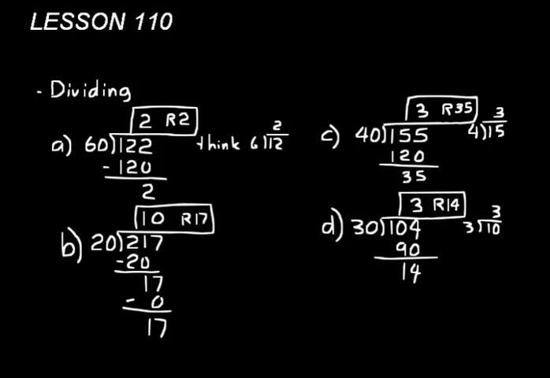We can always check our work on a problem like that by multiplying the whole number part there, 30 times 3, that equals 90. Then add the remainder on, and that is equal to 104, so we know we did the problem correctly. Well, that's all for lesson 110. Make sure you do investigation 11 next.